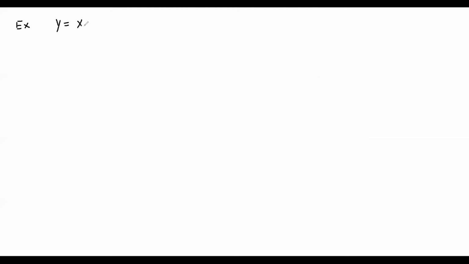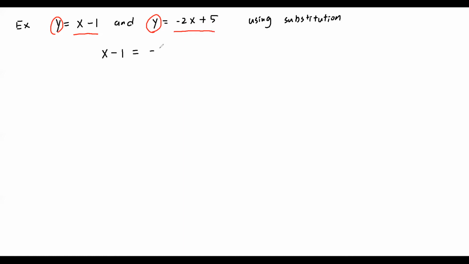y equals x minus 1 and y equals negative 2x plus 5. We have two equations. How can we solve this system of linear equations? We will try the substitution method first. Realize how one equation is y equals x minus 1 and the other equation is y equals negative 2x plus 5. Because they are both y equals, we can substitute one into the other and set the two equations equal to each other. So we will get x minus 1 is equal to negative 2x plus 5.